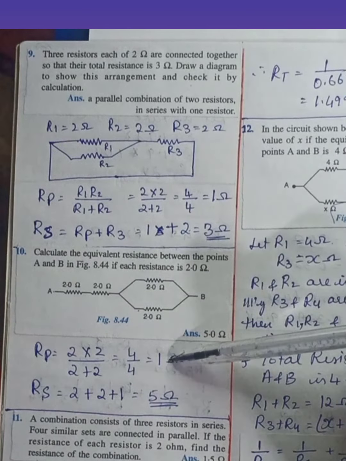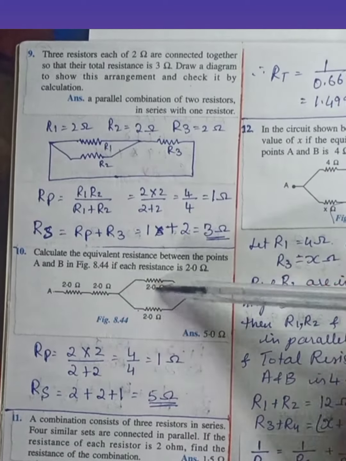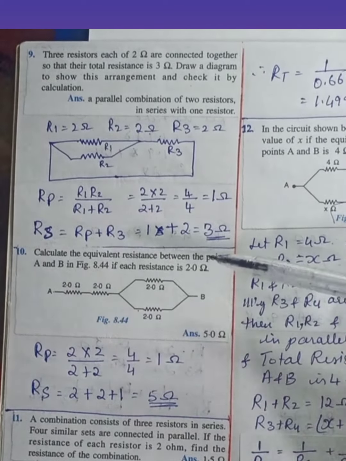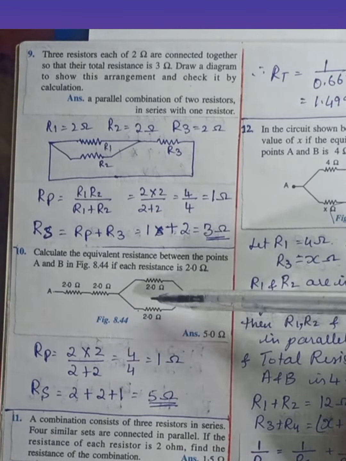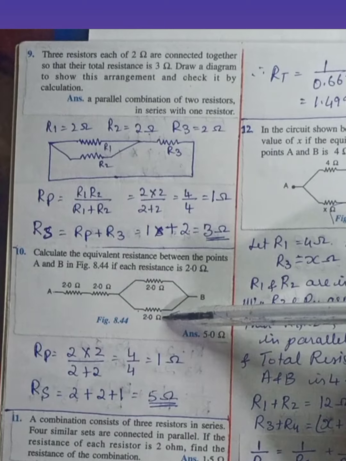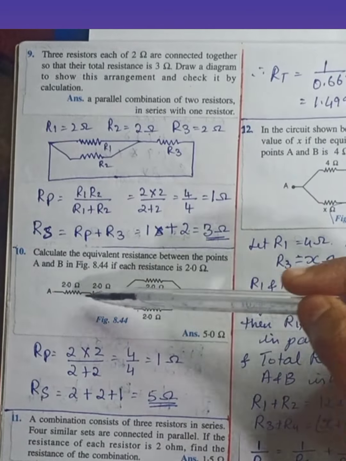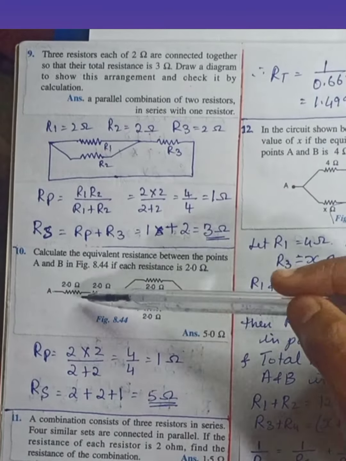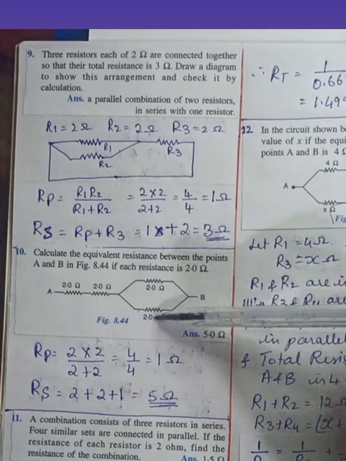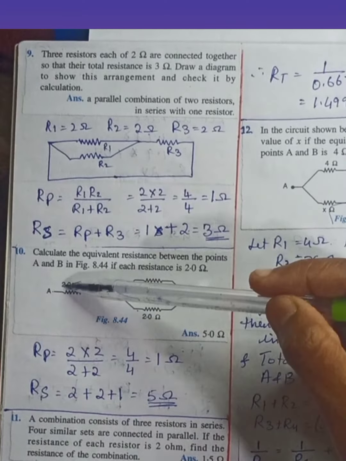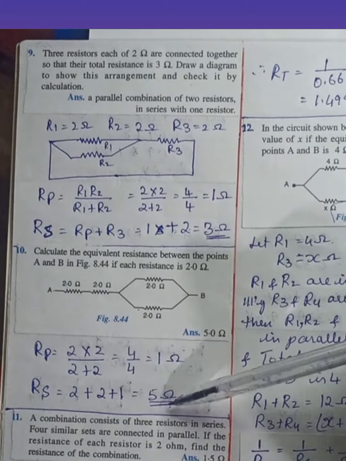Okay, next your 10th question. 10th question, you can solve it yourself. It is very easy. You have this diagram, find out the total resistance. So you have 2 resistors in parallel, so find out the resistance of that. When you solve, you will get 1 ohm. Next you have 2 resistors in series, and this is in series again with this entire resistance, right? With RP it is series. So 2 plus 2 plus 1 ohm will give you 5 ohms. That is your 10th question.